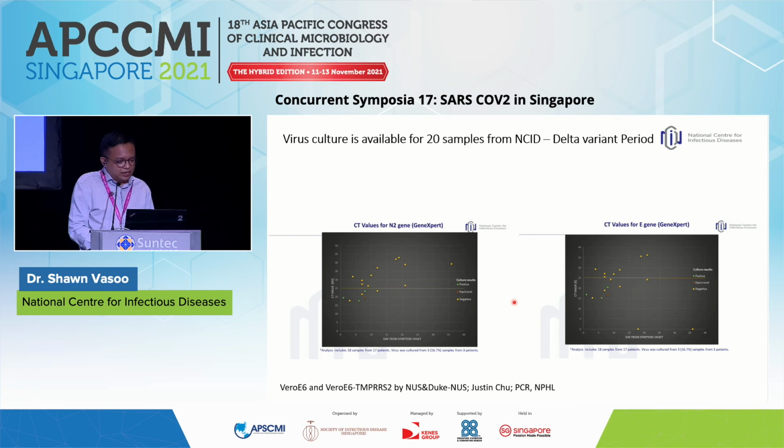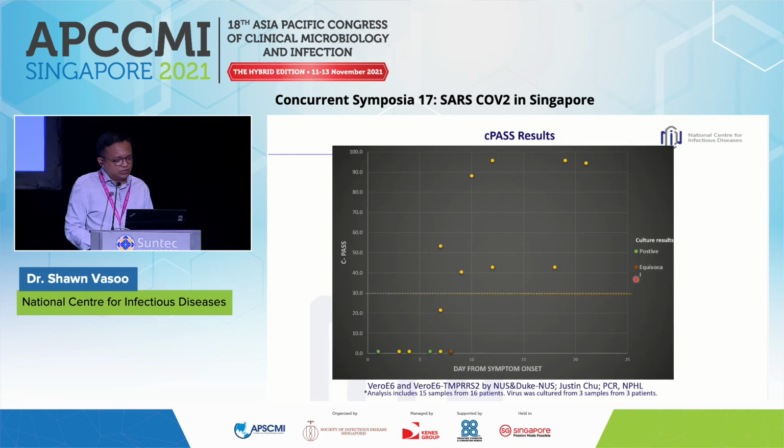And you can see in the line, sorry, the slide is a bit small, that above CT 25, we were not able to culture viable virus. And this was data which our NPHL lab, together with Duke-NUS and the US, kindly provided.